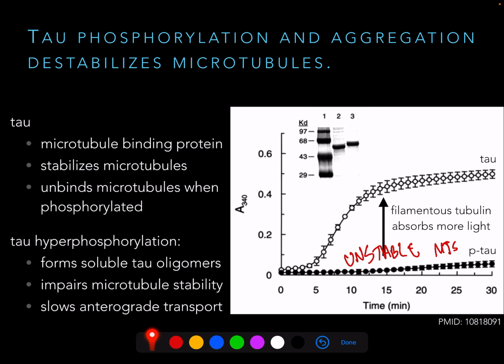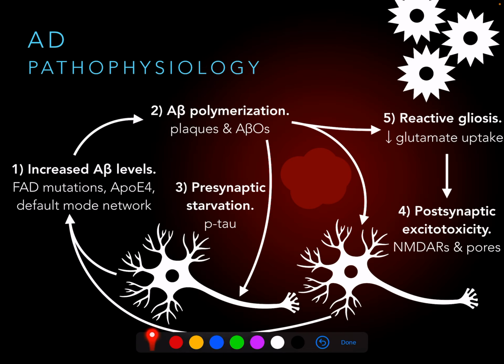It also seems to activate enzymes that make stuff fall off of kinesin. So it doesn't have to screw up the microtubules. There are other ways, but what I want you to remember is that hyperphosphorylated tau, which forms those neurofibrillary tangles, slows down anterograde transport. If you got that, that's good enough.